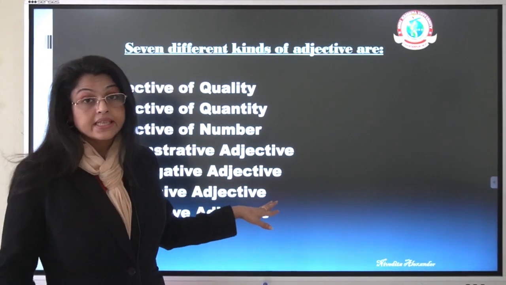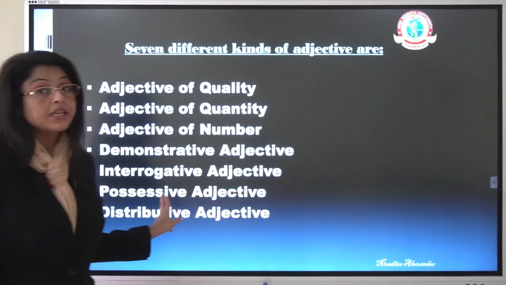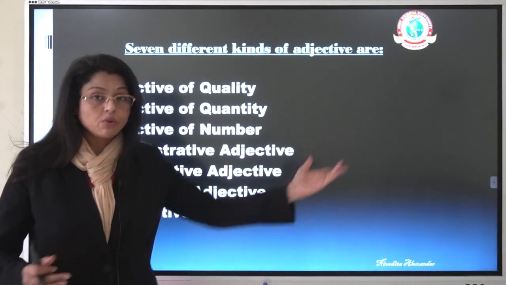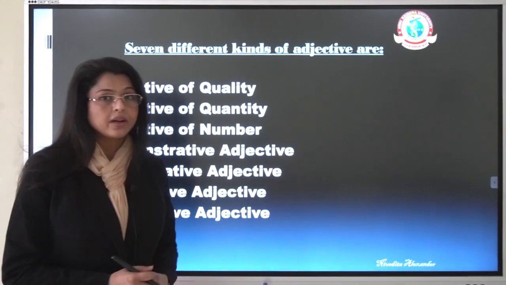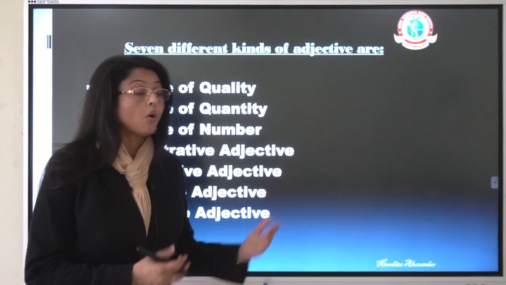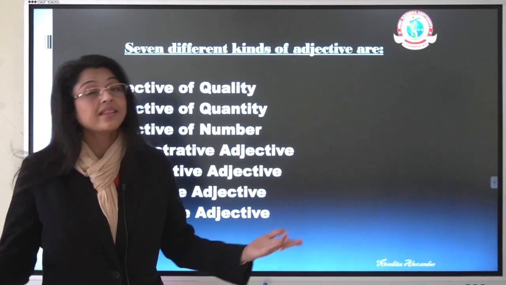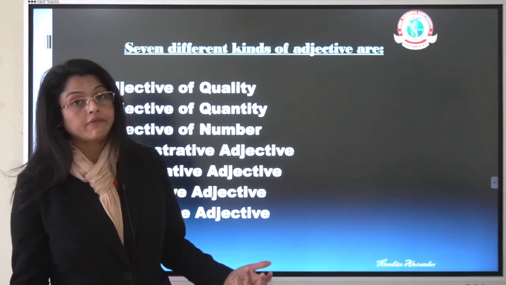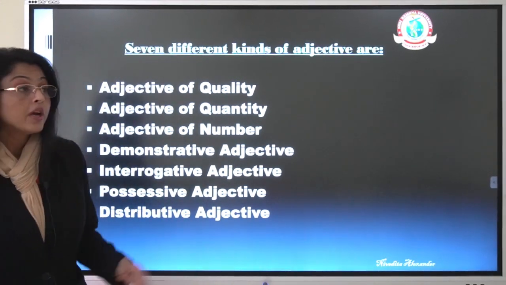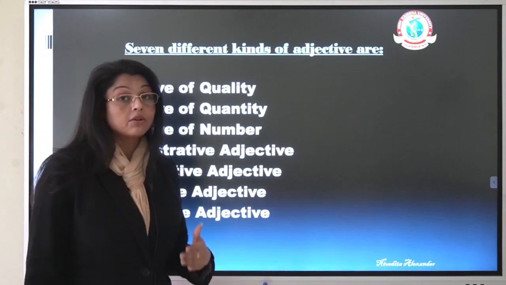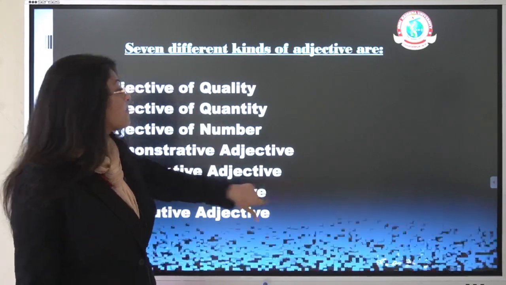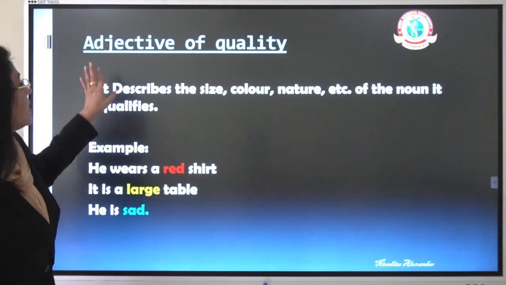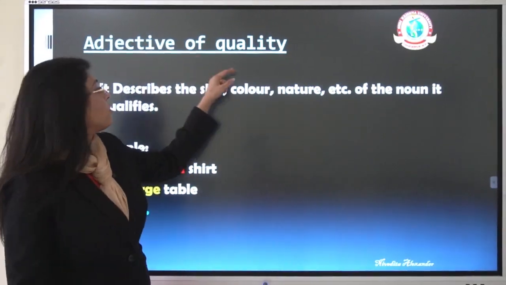Possessive adjective, as I always told you, the word possession means ownership. Distributive adjective: each and every one, neither nor, either or. So how you are distributing anything, and what more information it is giving about the noun or a pronoun, those are called distributive adjectives. We are going to understand all the 7 adjectives further in detail, with examples as well. Okay, so here is adjective of quality.